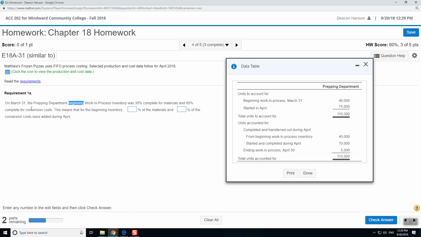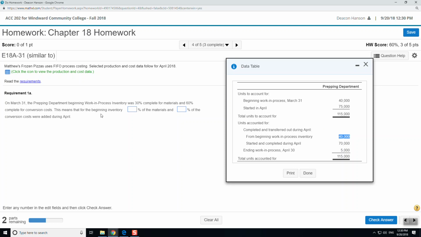So it says on March 31st, the prepping department beginning work in process inventory was 30% complete for material. So here's a case where you're going to be applying percentages to something other than conversion cost. Okay? And 60% complete for conversion cost. This means that the beginning inventory, let's see, did you use this one or this one? Or same thing, right? Yeah, but okay. Then in the problem, they just told me to subtract it from 100%. You didn't multiply 30%? I don't know. It just showed me like 100%. Oh, I'm sorry, because they're asking for the percentage.